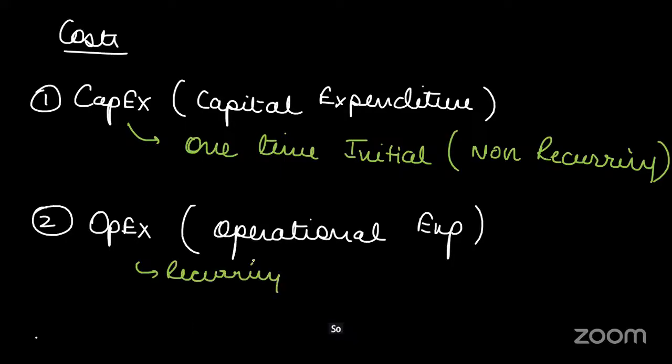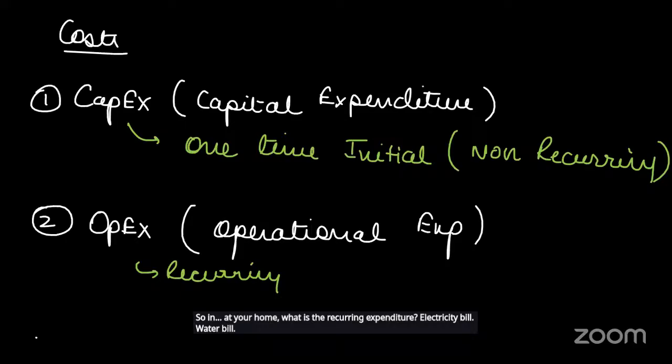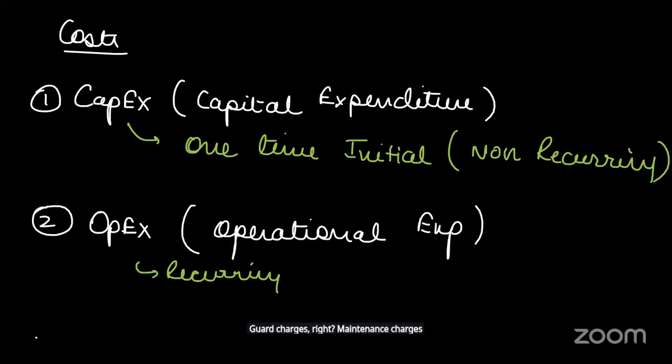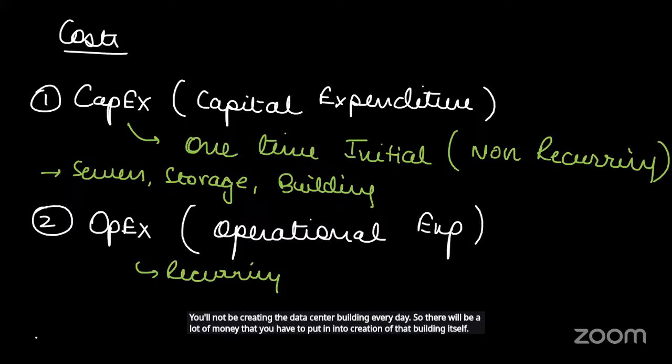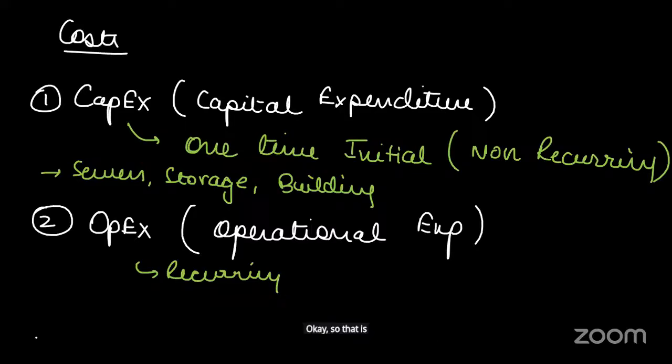So at your home, what is the recurring expenditure? Electricity bill, water bill, guard charges, right? Maintenance charges. These are recurring bills. All right. So now you understand the difference between capital and operational. So if you talk about a data center, CapEx would include the cost of servers, storage, the building itself that you created. You'll not be creating the data center building every day. So there will be a lot of money that you have to put into creation of that building itself, right? So such things which have been created at first and do not need to be repeatedly created. All right. So that is my capital expenditure.